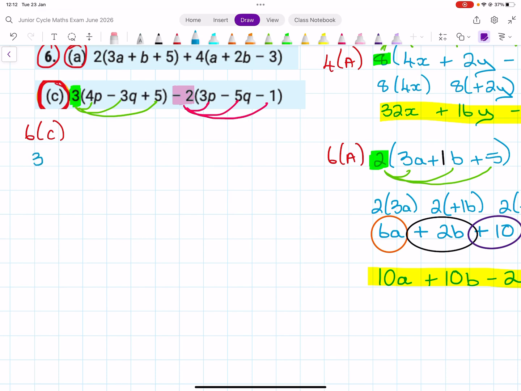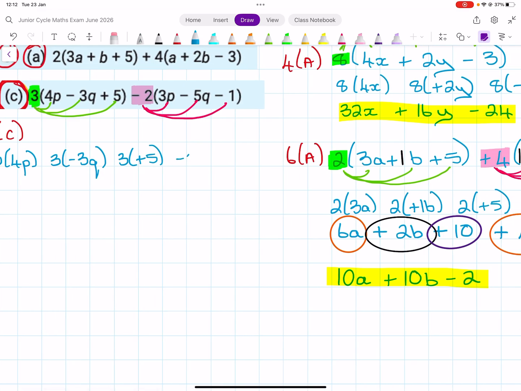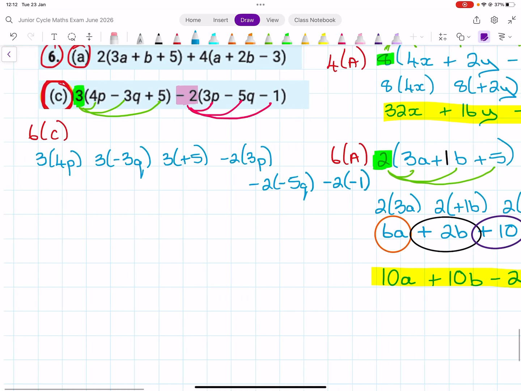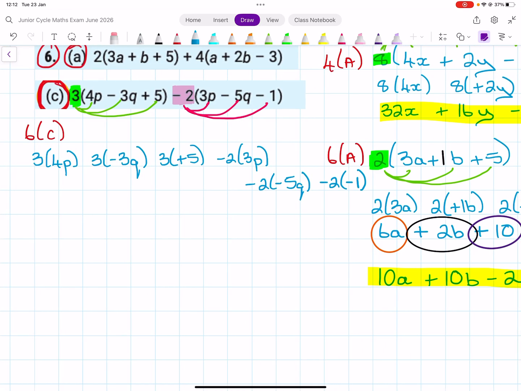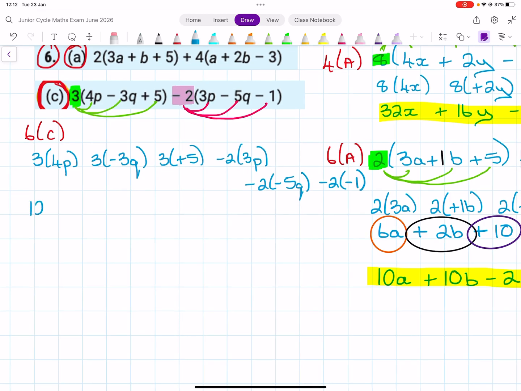So starting with the green bracket, I have 3 with 4P. And then I have 3 with minus 3Q. And then I have 3 with plus 5. And then the pink bracket, I have minus 2 with 3P. I'm going to run out of space, so I'm going to just go under here. Then I have minus 2 with minus 5Q. And then I have minus 2 with minus 1. Bit squishy. Okay, so starting with the first one, 3 by 4 is 12, and the letter is a P.